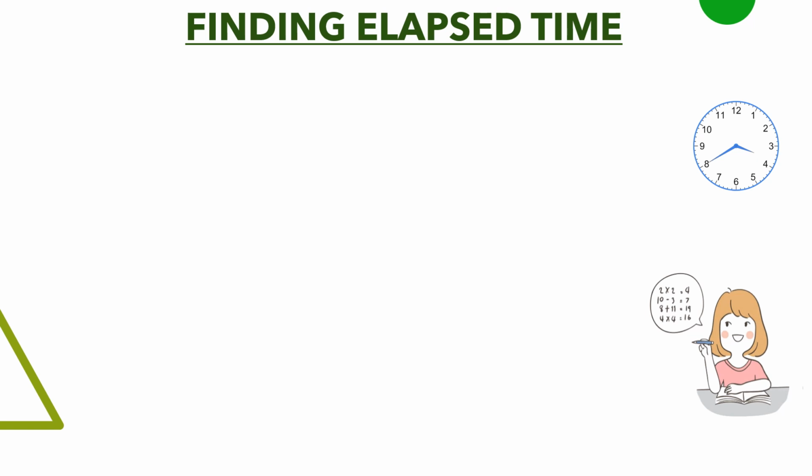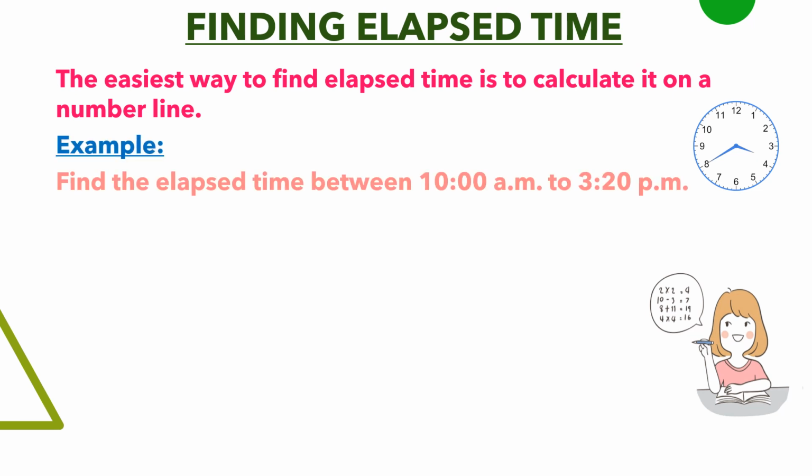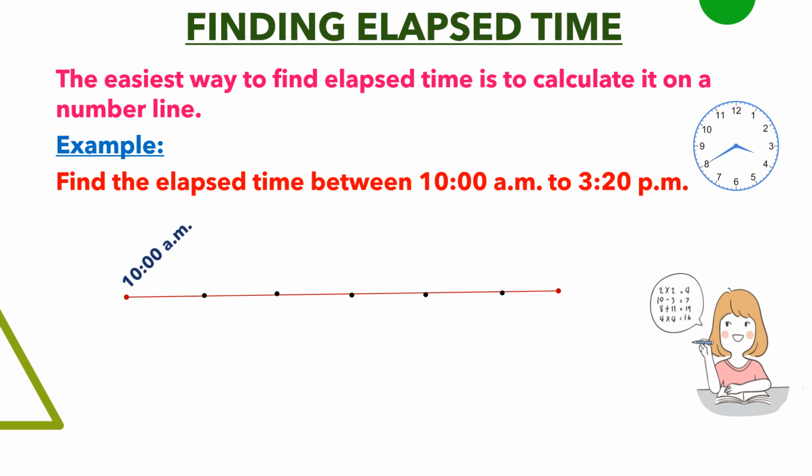Now finding elapsed time. The easiest way to find elapsed time is to calculate it on a number line. Example, find the elapsed time between 10 a.m. to 3:20 p.m. So this is the coolest way. You have to draw one line and mark some point on it. Then our starting time is 10 a.m. and the finish time is 3:20 p.m. So between that we are going to put the timings.